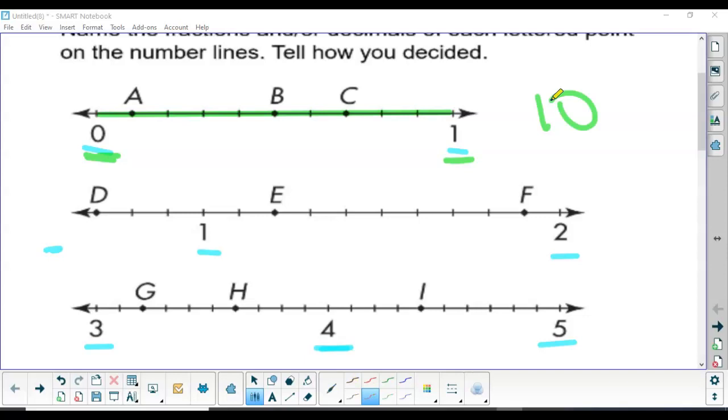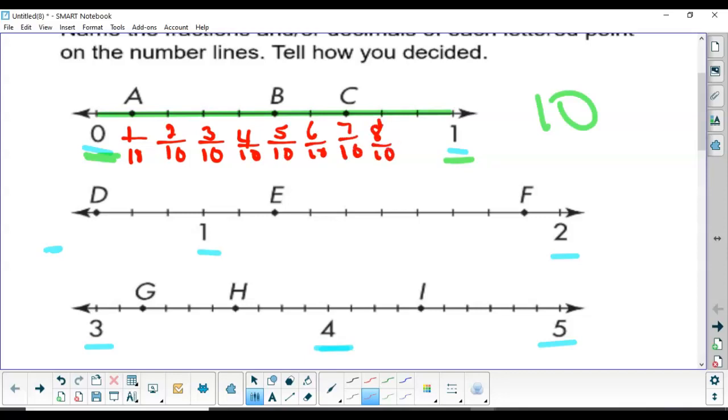Okay, so if this was tenths, it would have been 1/10, 2/10, 3/10, 4/10, 5/10, 6/10, 7/10, 8/10, 9/10. Now, what do we know about our denominator of 10, tenths, in fractions and decimals?